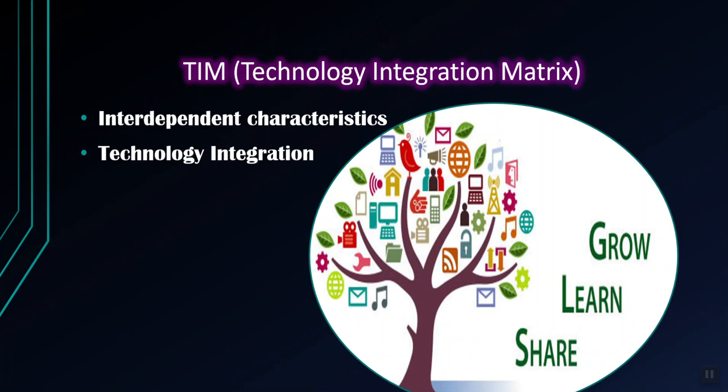These characteristics are also associated with 5 levels of technology integration: entry, adoption, adaptation, infusion, and transformation. Together, the 5 characteristics of meaningful learning environments and 5 levels of technology integration create a matrix of 25 cells.